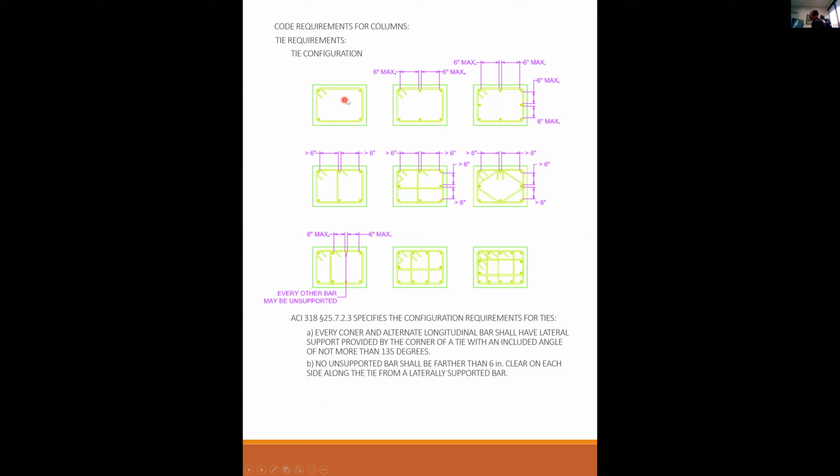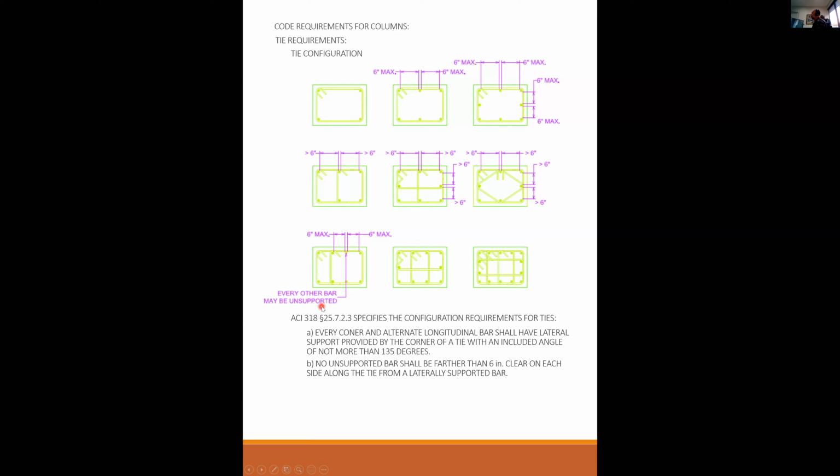It means that a 4-bar pattern is fine because each one of these longitudinal bars is being restrained by a tie. If I go to a 6-bar pattern, I can only not have a tie in the middle here if this space is less than 6 inches. If this space is more than 6 inches, I have to provide a tie, something like this or like this, okay? So that's the general rule, you can never have a space between bars that's more than 6 inches.